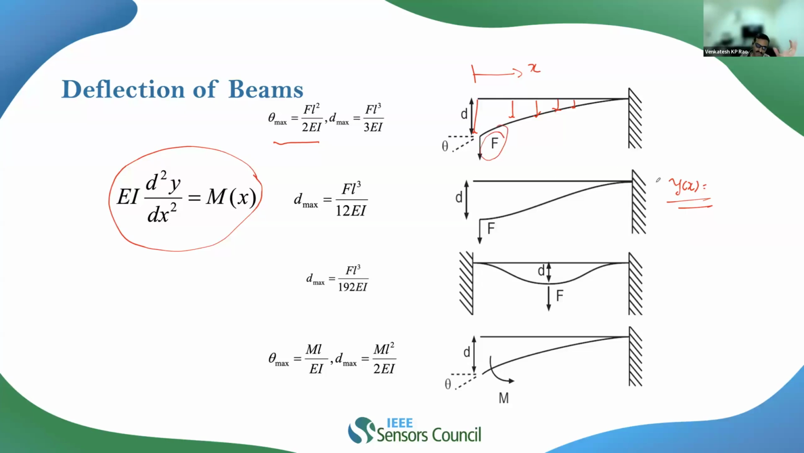For a given force under consideration. Now, at the same time, if you take a guided cantilever under consideration, then what happens? Then you will get maximum deformation with the force F to be FL cubed divided by 12EI.